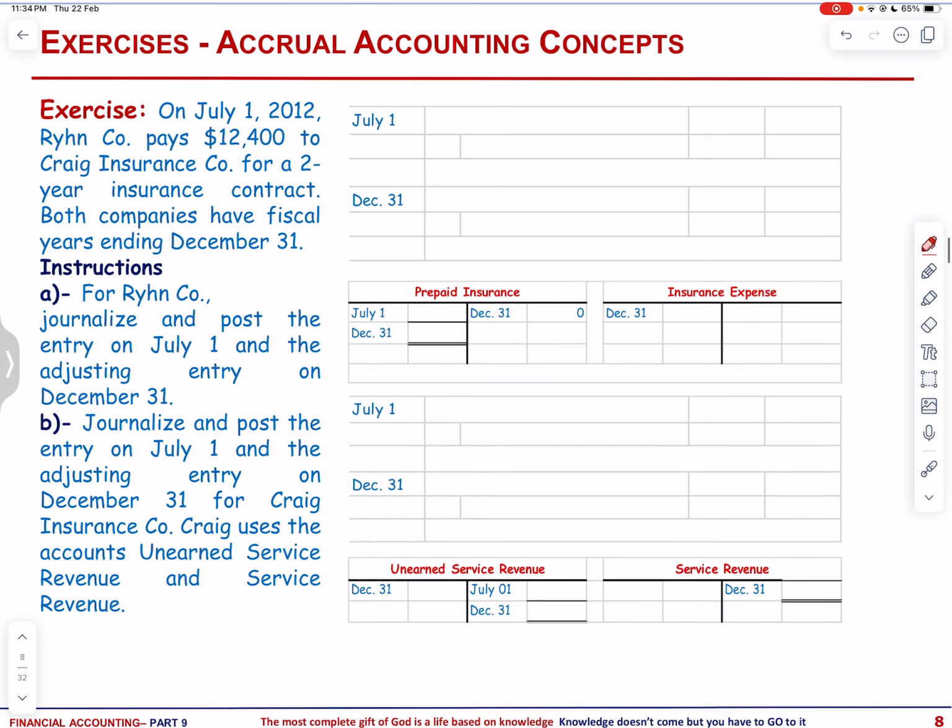Interesting one. On July 1, 2012, Ryan Company paid 12,400 to Craig Insurance Company for a 2-year insurance contract. So this is prepaid expense. Both companies have fiscal year ending 31st December. Now these are the instructions. For Ryan Company, journalize and post the entry on July 1 and the adjusting entry on December 31st.